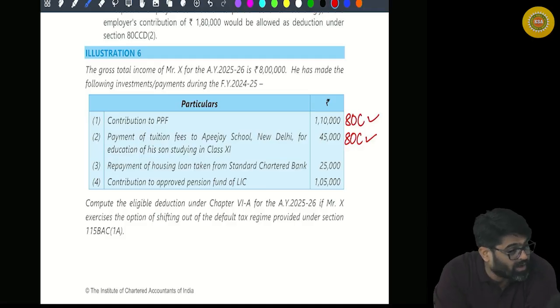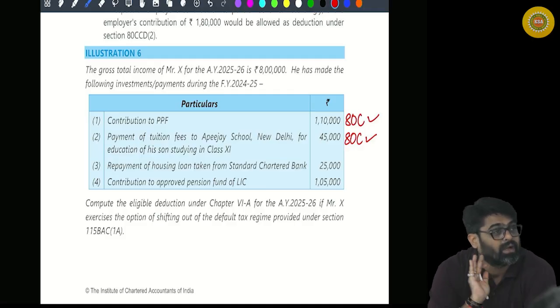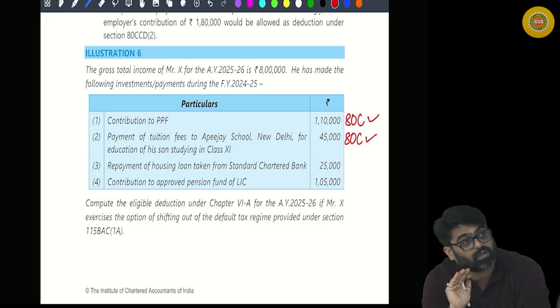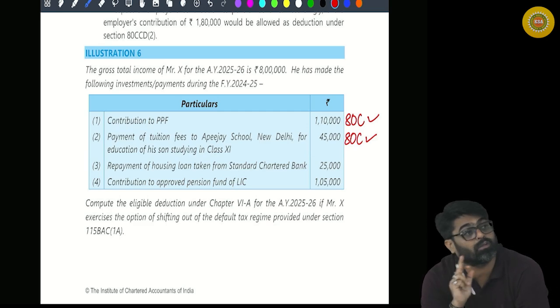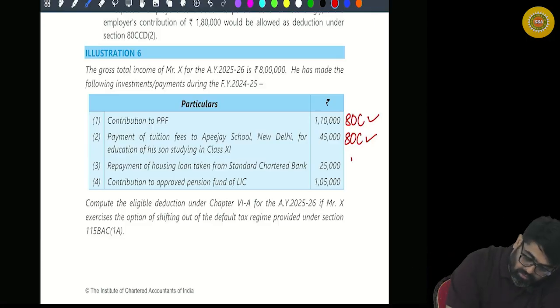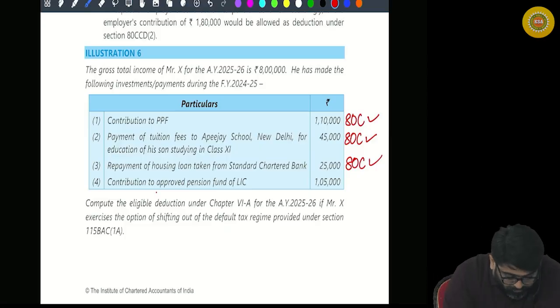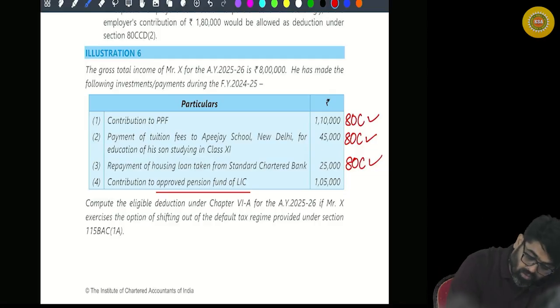Now repayment of housing loan taken from Standard Chartered Bank. Assuming that the housing loan is taken for residential house property, and that residential house property is also assessed under the head house property, the principal repayment will also be allowed under section 80C. Contribution to approved pension fund of LIC. Approved pension fund of LIC is allowed under section 80CCC.